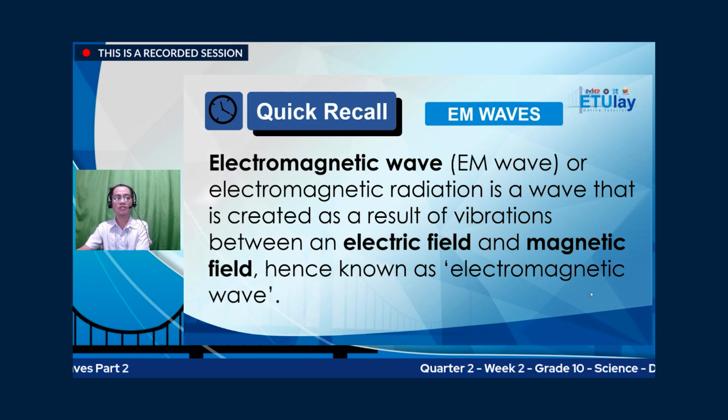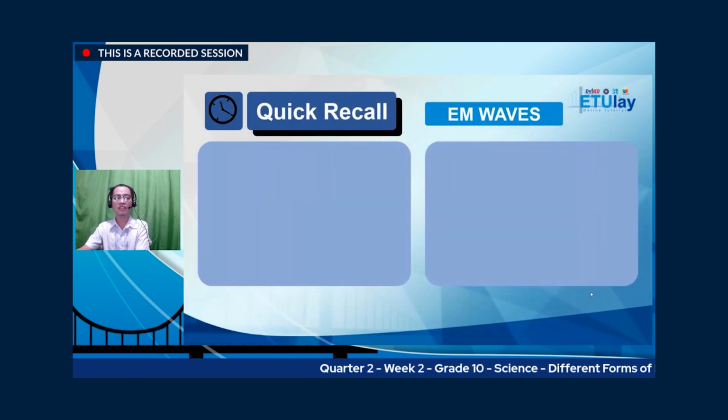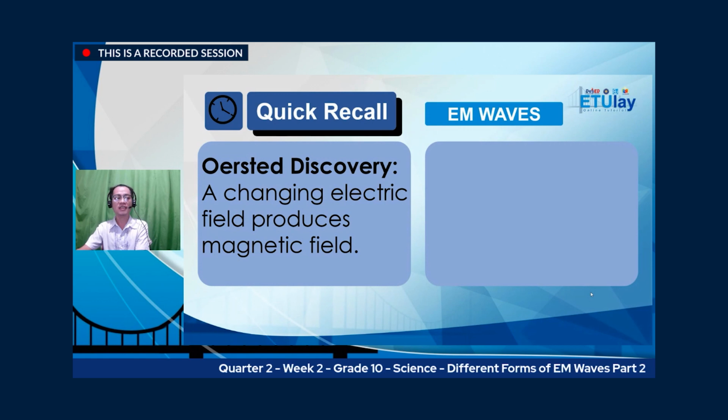Try to recall also that it was Hans Christian Ørsted, a Danish physicist and chemist, who discovered that electric currents create magnetic fields, which was the first connection found between electricity and magnetism.